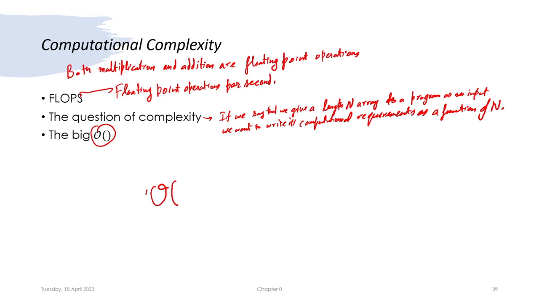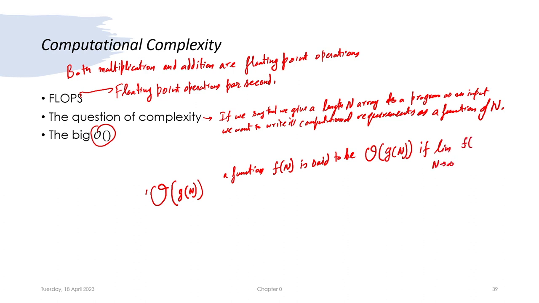The exact definition of big O of g(n) is that a function f(n) is said to be big O of g(n) if the limit as n tends to infinity of f(n) by g(n) gives you some constant b, where b is finite. So, any function f(n) is said to be big O of g(n) if it can be represented as some finite constant times g(n). That is what big O means in slightly layman terms, and we use this to find complexity.